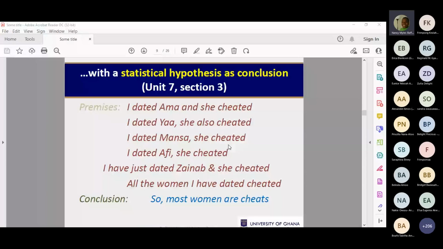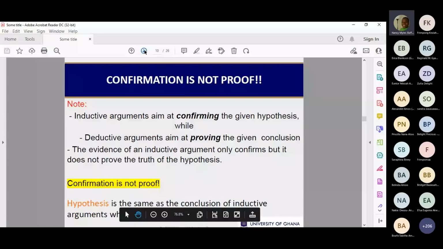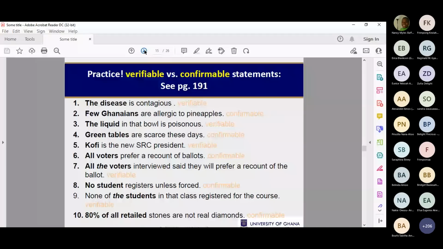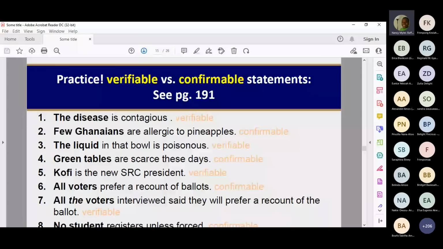So a statistical generalization is the type of general statement whose reference class makes exempt some of the members of that general set, whereas a universal generalization does not exempt anyone. Okay, now let's practice and see if we are well versed in that before we continue. On our screen now: practice verifiable versus confirmable statement. I haven't introduced you yet to the language of verifiable and confirmable statements. It's a good time to do it.